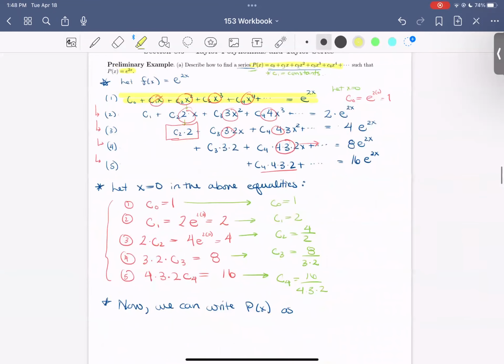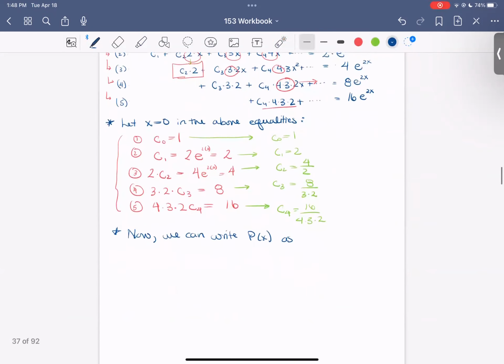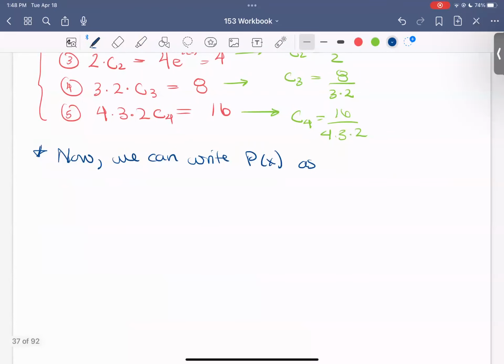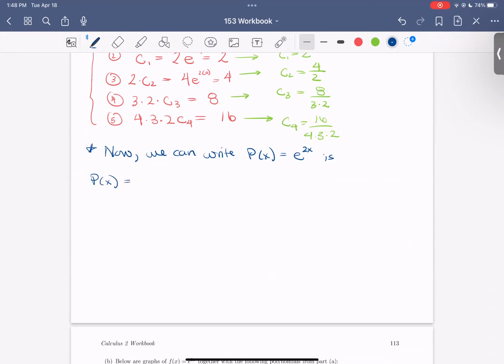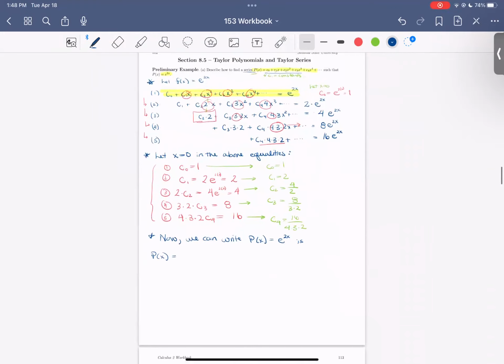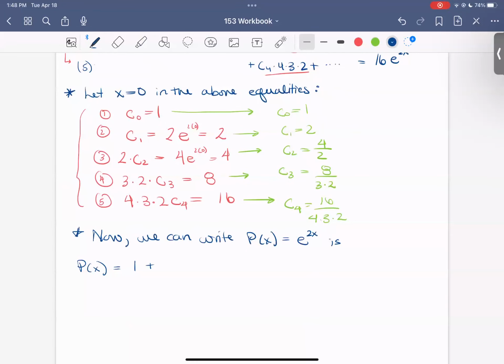Okay, so we can go ahead and fill in those c sub i's that we just computed into that P of X series. So I'm going to write that out. P of X, which we know is equal to e to the 2x because of how we are computing those c sub i values, is P of X equals c sub 0 plus c sub 1 x plus c sub 2 x squared. So that'll look like 1 plus 2x plus 4 over 2 x squared plus 8 over 3 times 2, x cubed, plus 16 over 4 times 3 times 2, x to the 4th, plus dot, dot, dot.